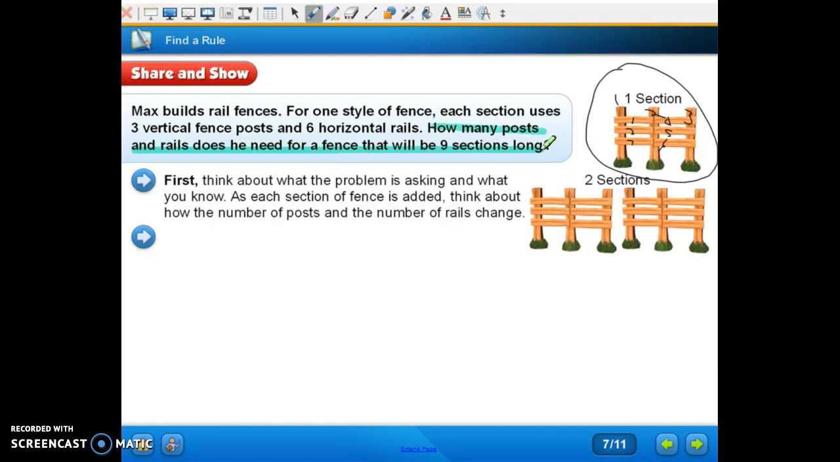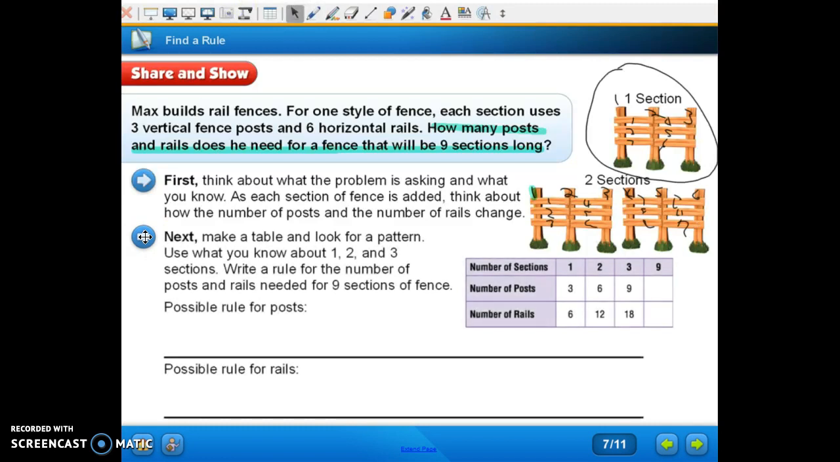How many posts do we have in 1? 3. And how many posts do we have in 2? 6. And rails: 1, 2, 3, 4, 5, 6. So how much did the posts increase by every time? 3. And for rails we have 1, 2, 3, 4, 5, 6, 7, 8, 9, 10, 11, 12. So it went from 6 to 12. So the rails increased by 6. So our post pattern is going to increase by 3 and our rail pattern is going to increase by 6.